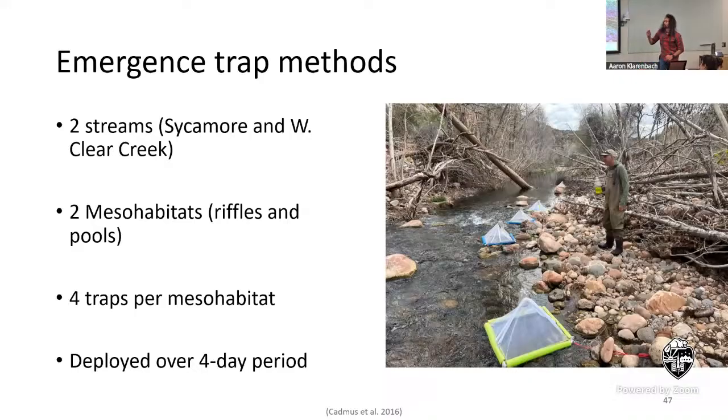So just a little background on how we did this. We did two streams, Sycamore and West Cliffs Creek. We did two mesohabitats, riffle and pool habitats, and we had 4 traps per mesohabitat, and then deployed these traps over a 4-day period.